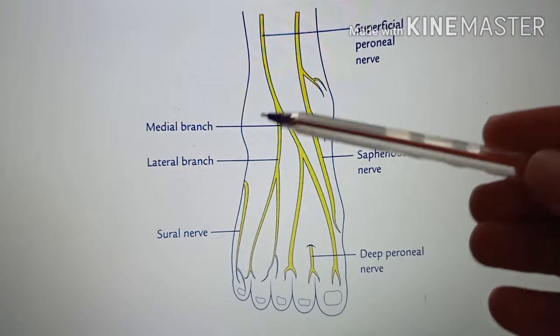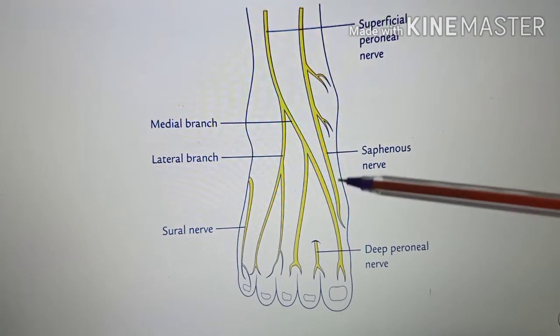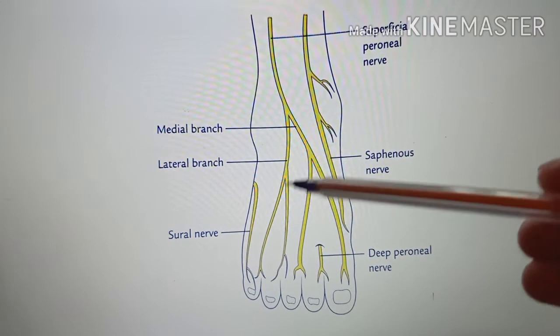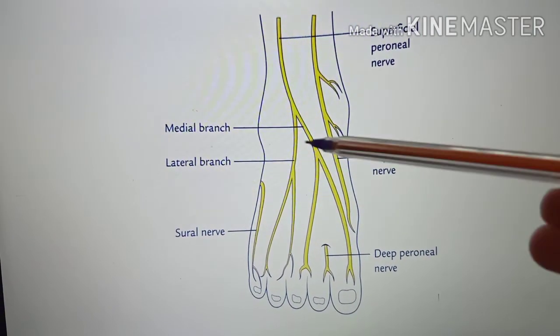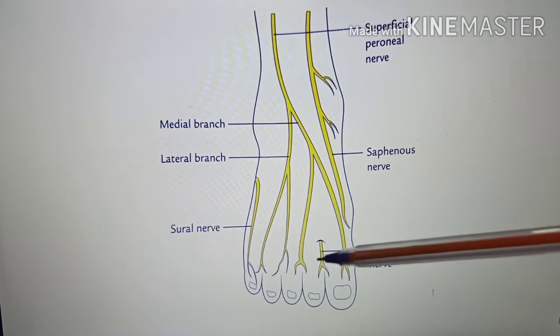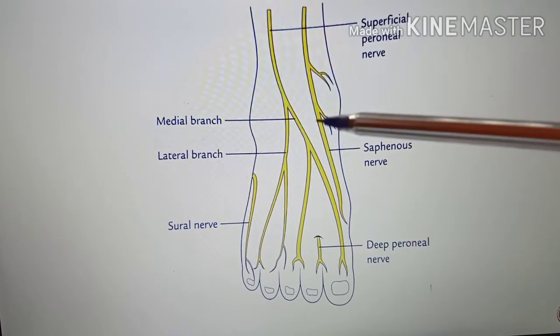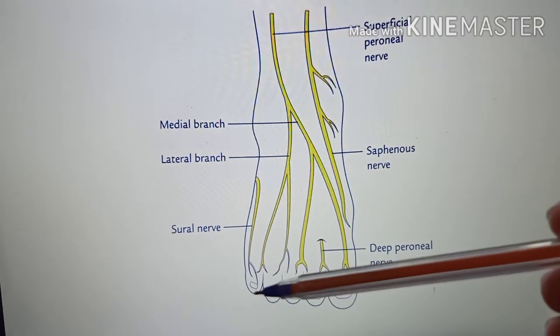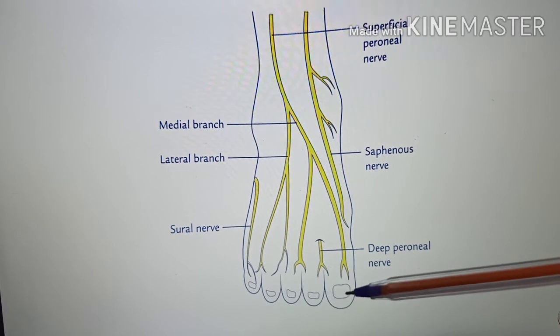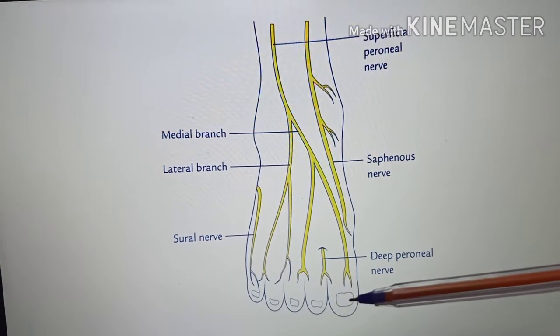If also the nail beds are included, then we have the medial plantar nerve as well as the lateral plantar nerve. So if you see this dorsum of the foot, you can see these nerves which are supplying it. So here you have the superficial peroneal nerve. This is the deep peroneal nerve. Then this is the saphenous nerve. This is the sural nerve. Then also here behind the nail beds you have the medial and lateral plantar nerves.